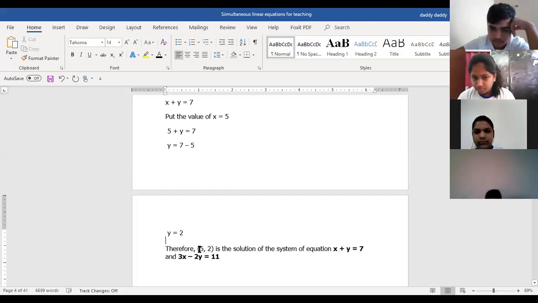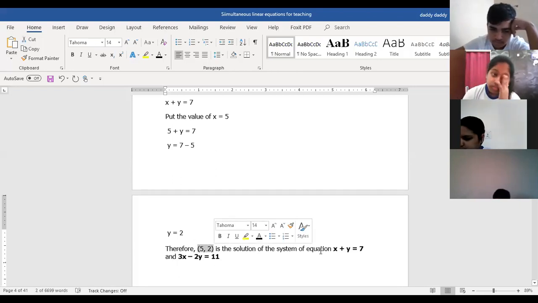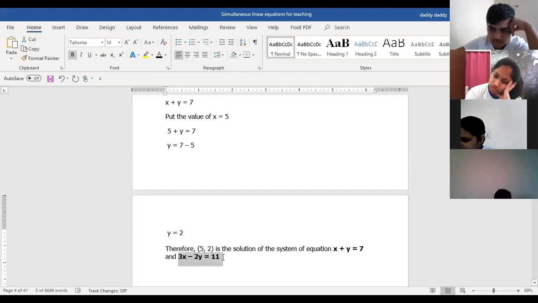So this is 5, 2, which is the solution of the system of equations, and your equations were x plus y is equal to 7, 3x minus y is equal to 11. If you put these values of x and y in the first equation as well as the second equation, both equations, your left side will be equal to right side.